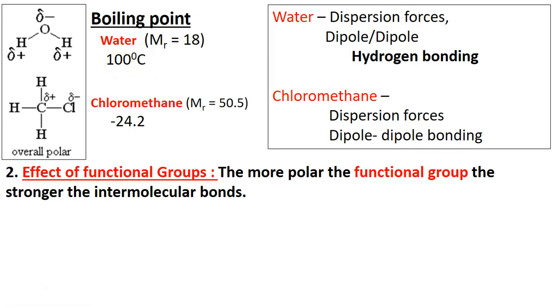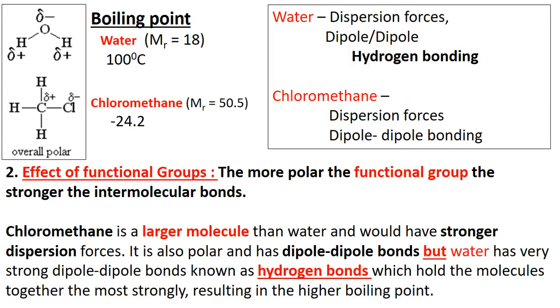Okay, so the effect of the functional groups. The more polar the functional group, like a molecule that has hydrogen bonding, the stronger the intermolecular bonds. So, like I said before, chloromethane is a larger molecule, with greater molecular mass than water, and would have stronger dispersion forces. It's also polar and has dipole-dipole bonds. But water has very strong dipole-dipole bonds, known as hydrogen bonds, which hold the molecules together the most strongly, resulting in the higher boiling point.